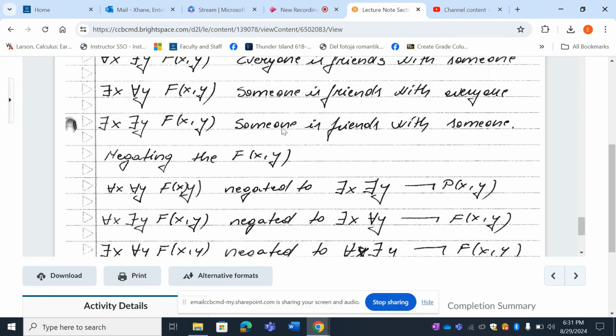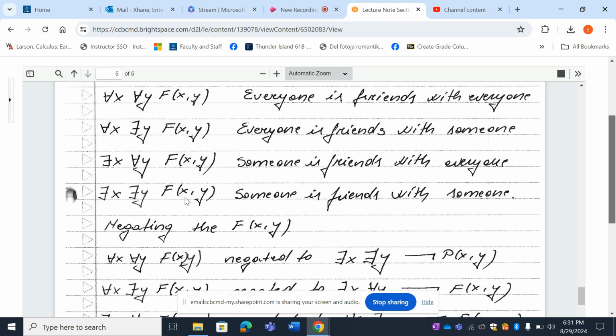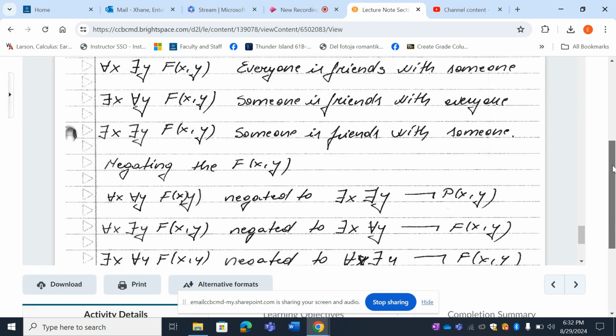If you look at the last statement, for all becomes there exists. For all x becomes there exists an x. For all y becomes there exists a y. Now, for all x, for all y is everyone is friend with everyone, but we are negating f of x y. And now we are going to say not someone is friend with someone, but someone is not friend with someone. So there exists an x that is not friend with there exists a y, such that someone is not friend with someone. And this is where I'm going to stop.